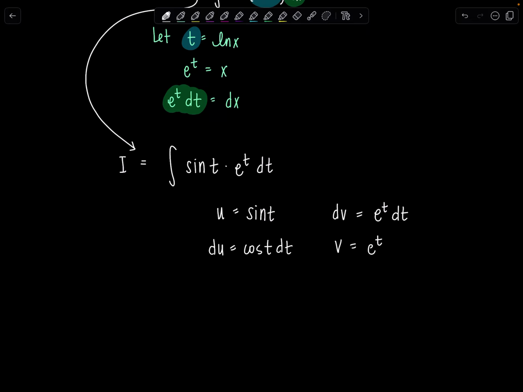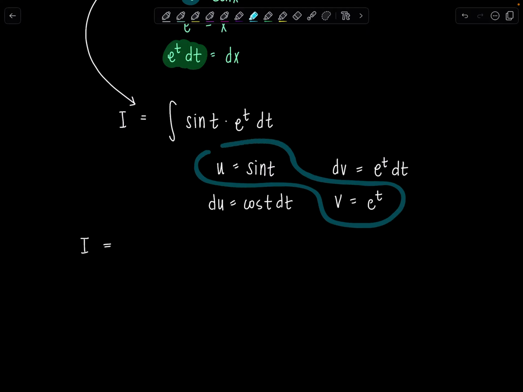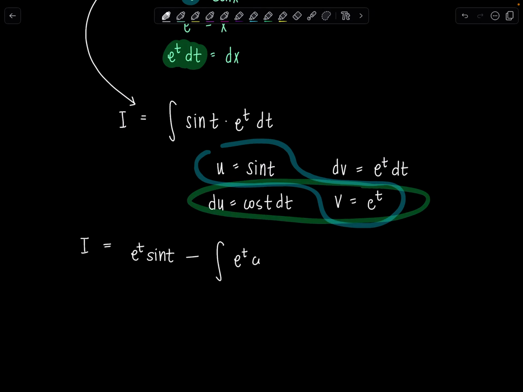So then now du would be cosine t dt, and v, just e to the t. Very good. So let me rewrite this now. Our original integral I is equal to, remember we have this diagonal product, so that's e to the t sine t minus integral of the product of the bottom row, which would be e to the t cosine t dt. Good? Okay, so we have to apply integration by parts one more time to this integral here.